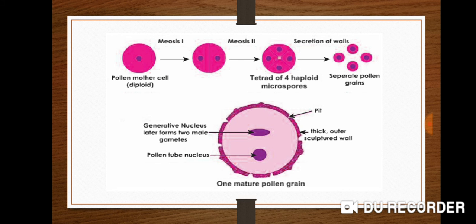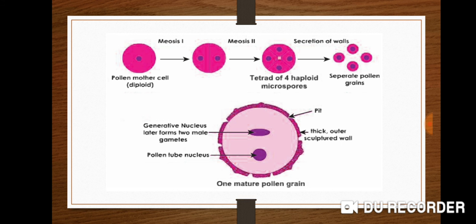The pollen grains are unicellular and microscopic. The largest pollen grain is found in Cucurbita. The smallest pollen grain is found in Myosotis. The pollen grain consists of a wall, cytoplasm, and a nucleus. The wall of the pollen grain is formed of two layers. The outer layer is known as exine and the inner layer is known as intine.